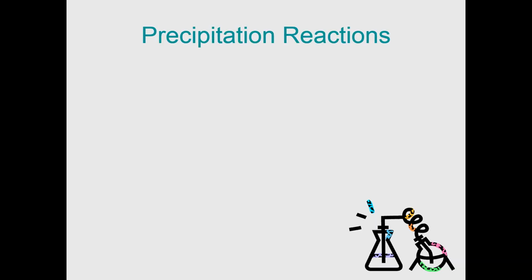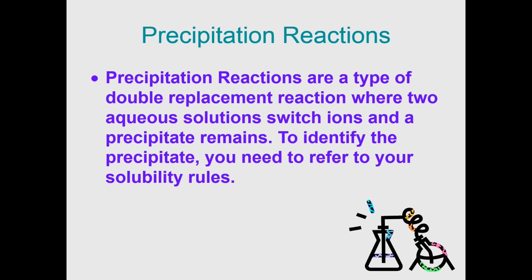So a precipitation reaction is a subset of a double replacement reaction, and a precipitation reaction is something you might have to actually identify. When you identify a precipitation reaction, you have to think about the rules you learned at the very end of the first video, over solubility rules.